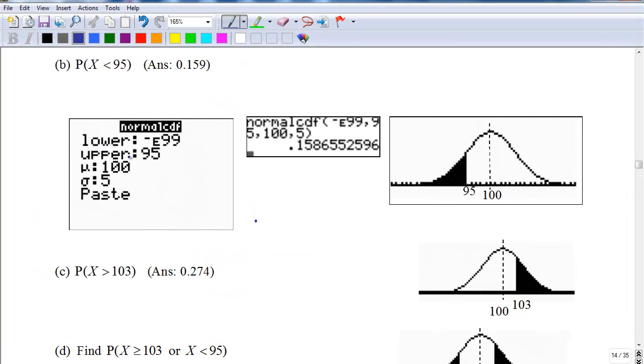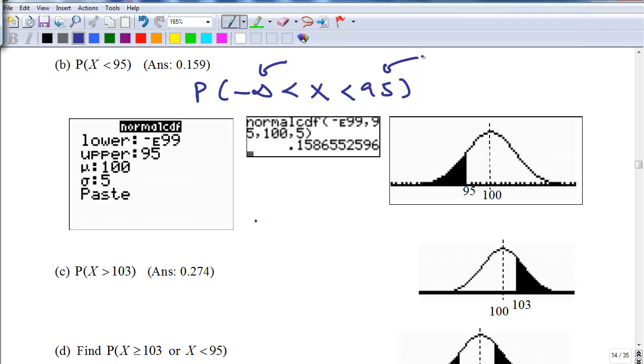Now, you should try B, C, and D on your own. It's actually very easy. The screenshot for B is shown in your notes. You can follow the same instructions, call up the normal CDF function, and then key in. For B, remember it's actually from minus infinity to 95. Lower limit is minus infinity, upper limit is 95.